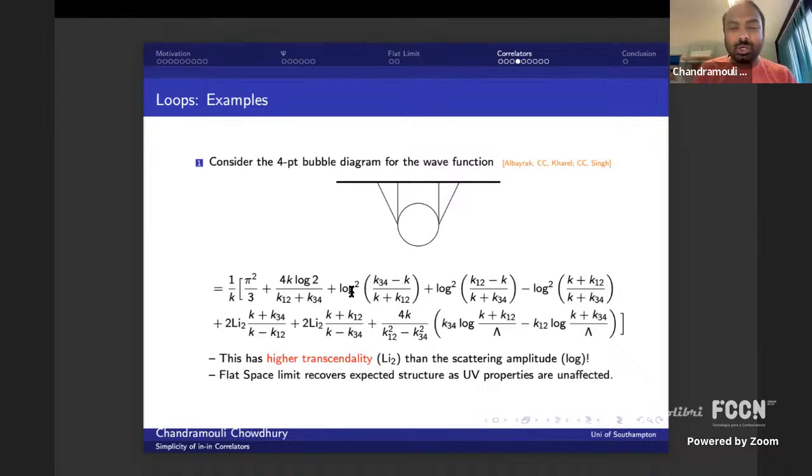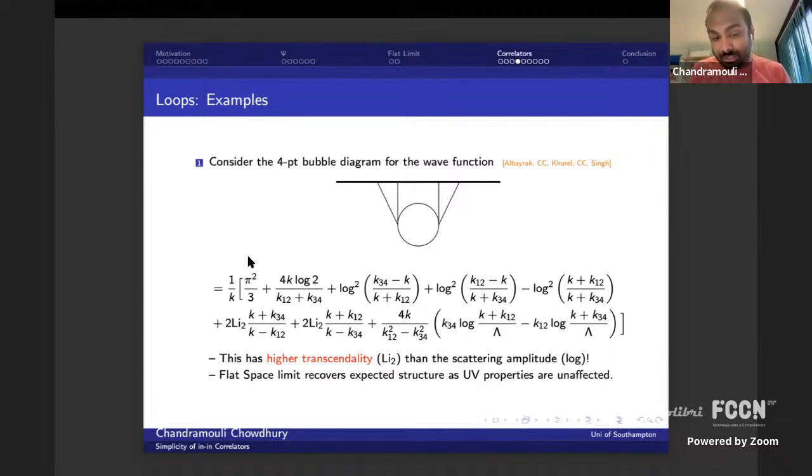It has dilogs and log squares. And this is where you see that it has a higher transcendentality than the corresponding scattering amplitude. So if you were to evaluate the bubble diagram, let's say from Peskin and Schroeder, Weinberg, whatever your favorite book is, you would just find it's a log of momentum. But here you find that it's a dilog.